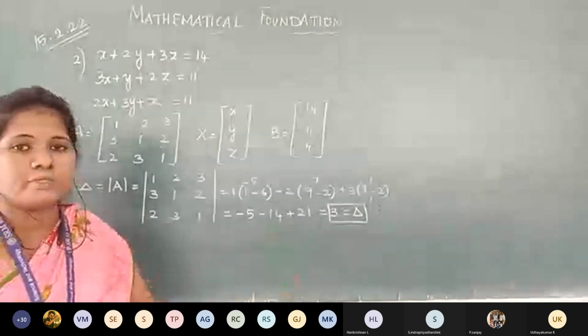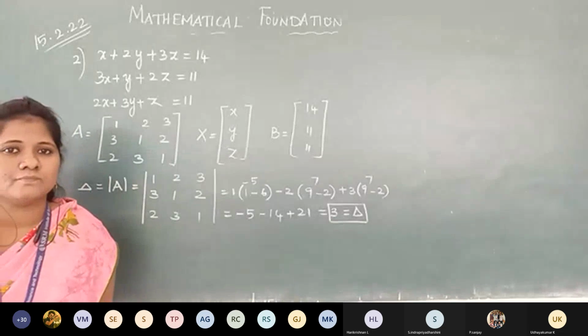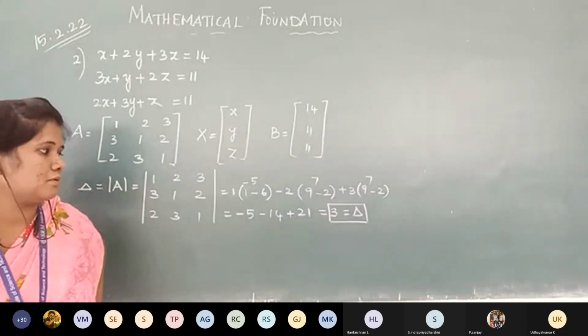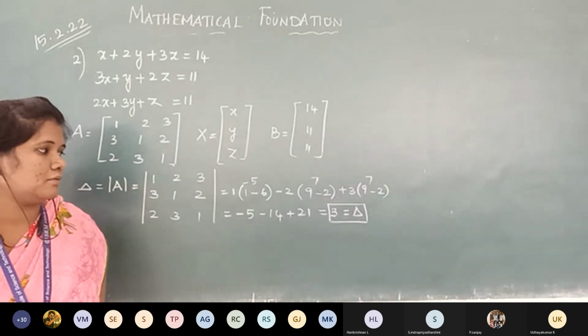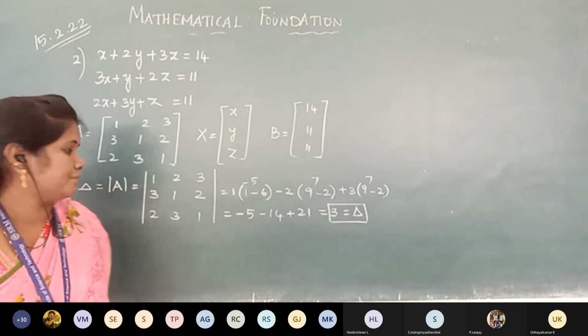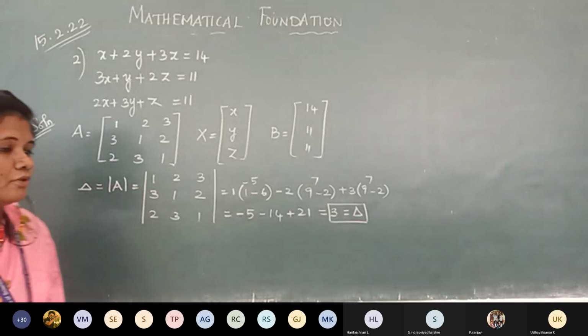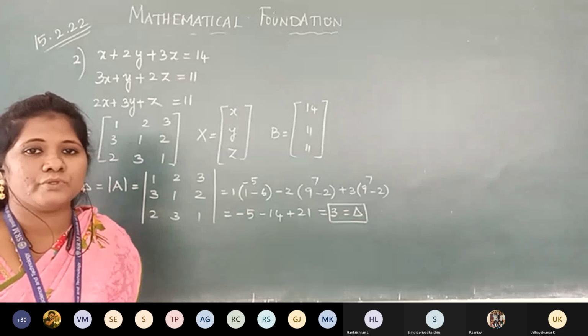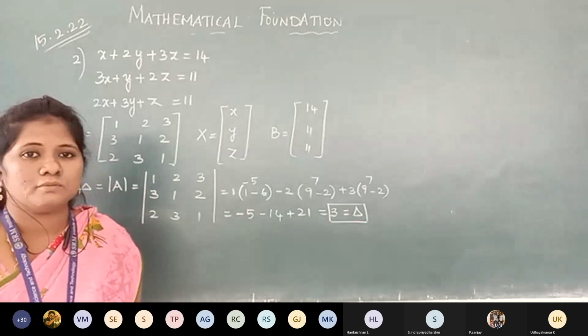Did you get delta is equal to 3? Yes, 3 is correct. Yes or no? You get delta is equal to 3. Okay.